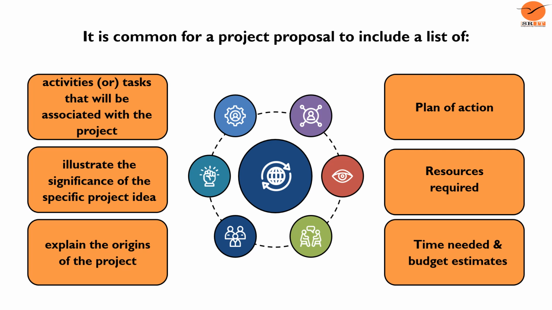It is very common for a project proposal to include a list of certain aspects. They are: explain the origin of the project, then illustrate the significance of the specific project idea you have, and what are the activities or experiments or tasks that you will be doing in order to complete this project. Then the plan of action, how you will do this project, what resources are required, and finally the time needed. And if you need any budget in order to complete this project, the budget estimates will also be included in this list of project proposal writing.